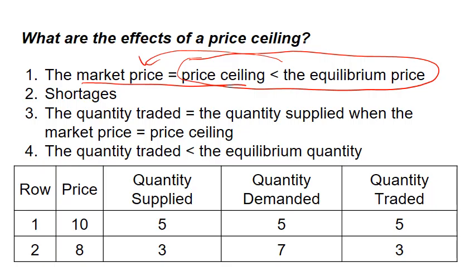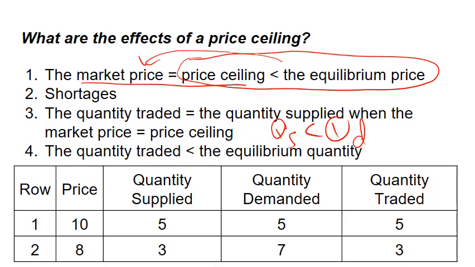Next, the quantity traded equals the quantity supplied when the market price equals the price ceiling. When the market price equals the price ceiling, which again is less than the equilibrium price, the quantity supplied is less than the quantity demanded. When the quantity supplied is less than the quantity demanded, every buyer willing to buy cannot find a seller willing to sell. Since buyers cannot force sellers to sell more than they want to sell, buyers purchase only the quantity supplied, even though this amount is less than the quantity demanded.